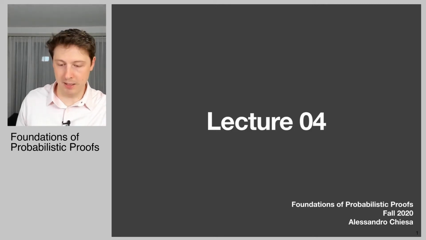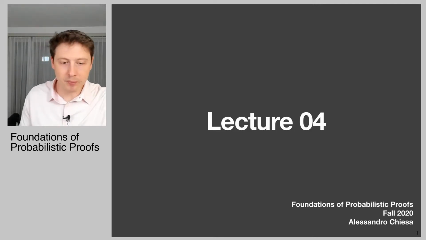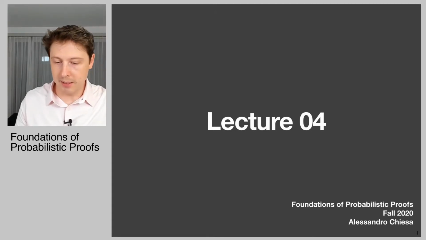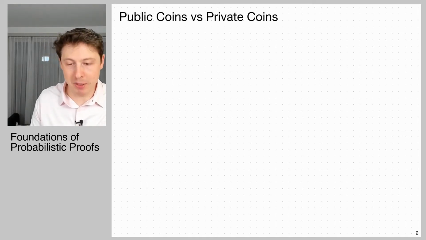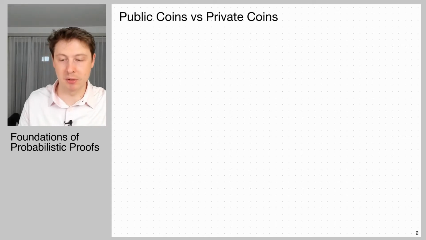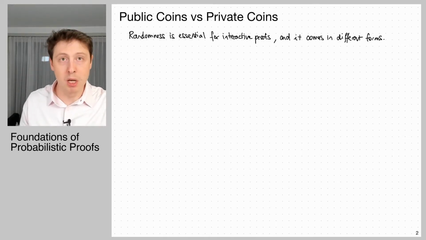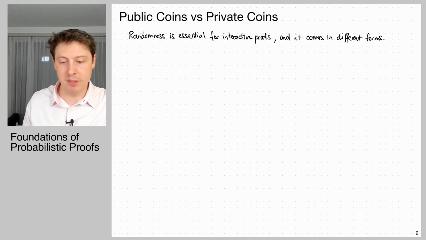Great. And okay, so welcome to lecture 4. So today we're going to compare different types of randomness of the verifier, specifically public coins versus private coins. So we've already discussed how randomness is essential for interactive proofs, but we've also seen how it comes in different forms.